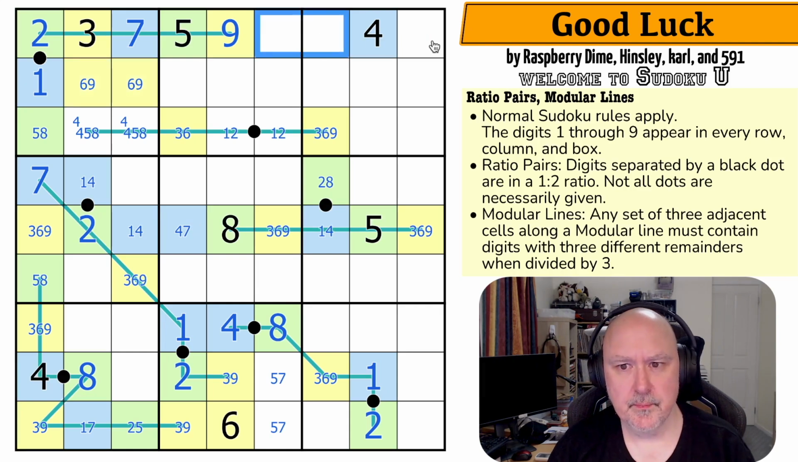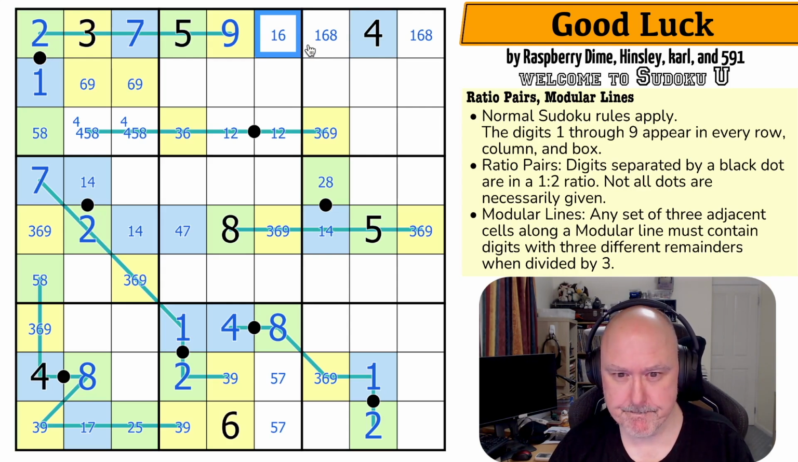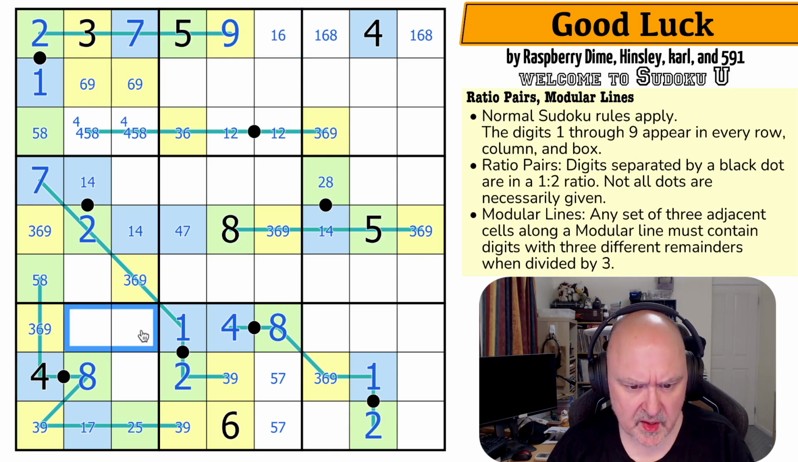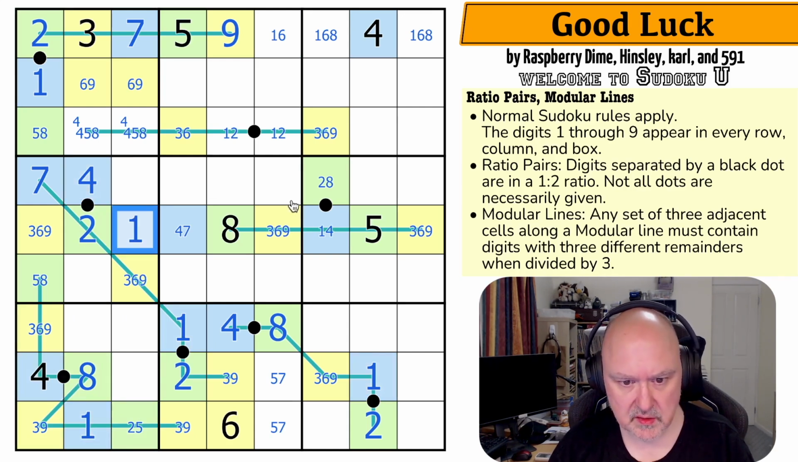What's this triple? 1, 6, 8. Well, there's no 8 there. 1, 6, and 8 are the 3 different modularities, so that's really not helping me, is it? This is one of each. Well, where's one in this box? There's two ones looking into this box. This is the one. So that's the 4, that's the 1, that's the 4.